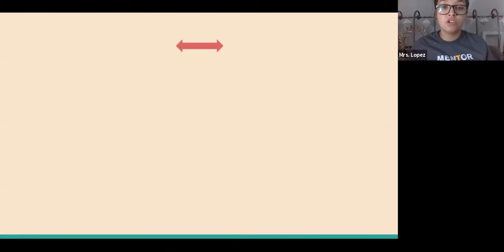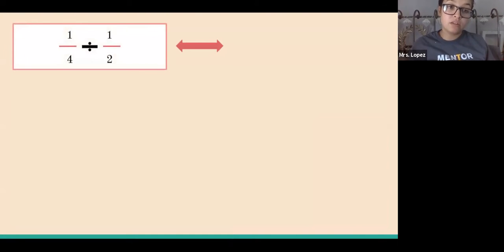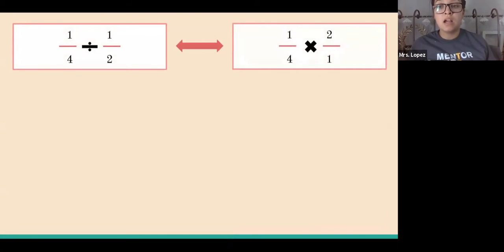So I'm going to visually represent this to you as well. So we have 1/4 divided by 1/2. We're going to flip the second fraction and make it its reciprocal. So we're going to have 1/4 times 2 over 1.